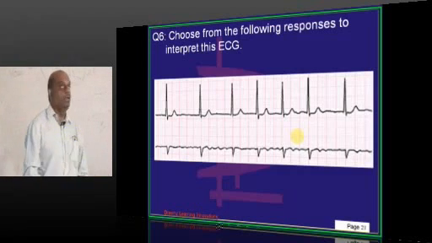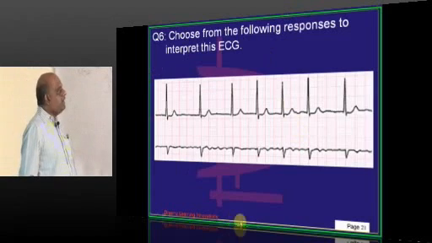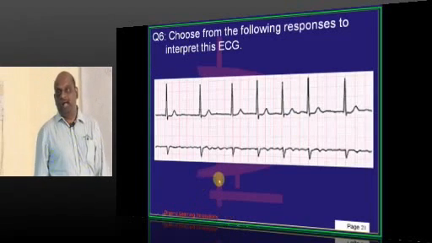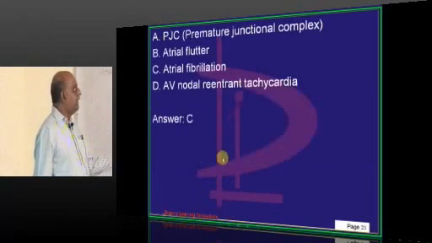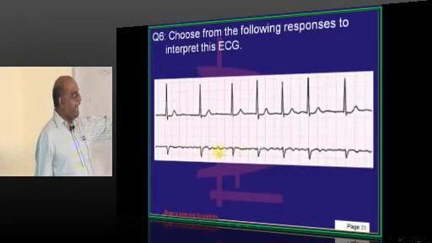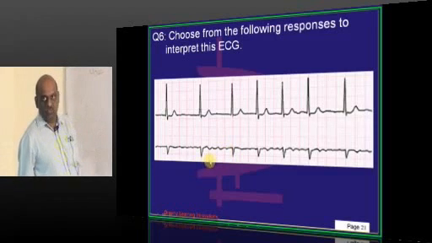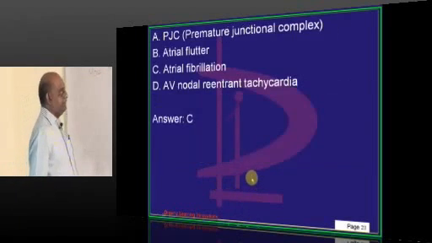Now doctor, what is the response that you can see on this ECG? So basically it is a case of atrial fibrillation with a sawtooth pattern, is what you have to remember.